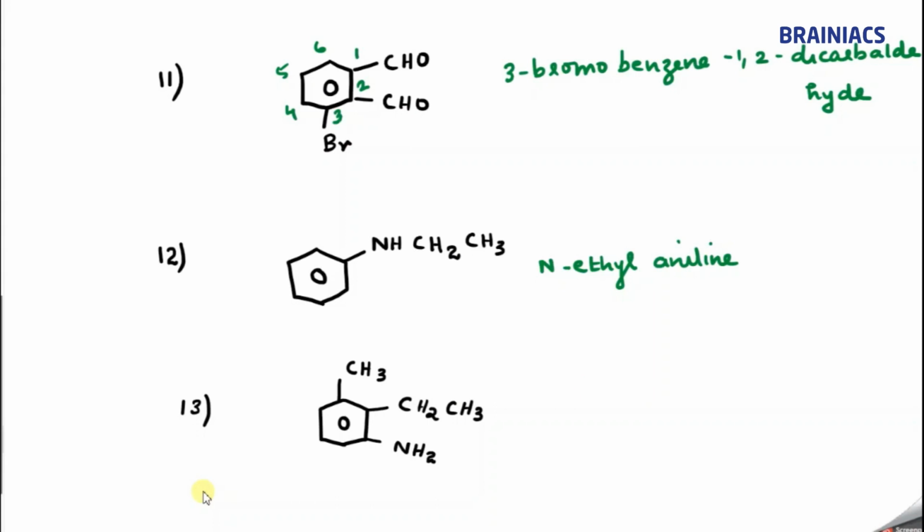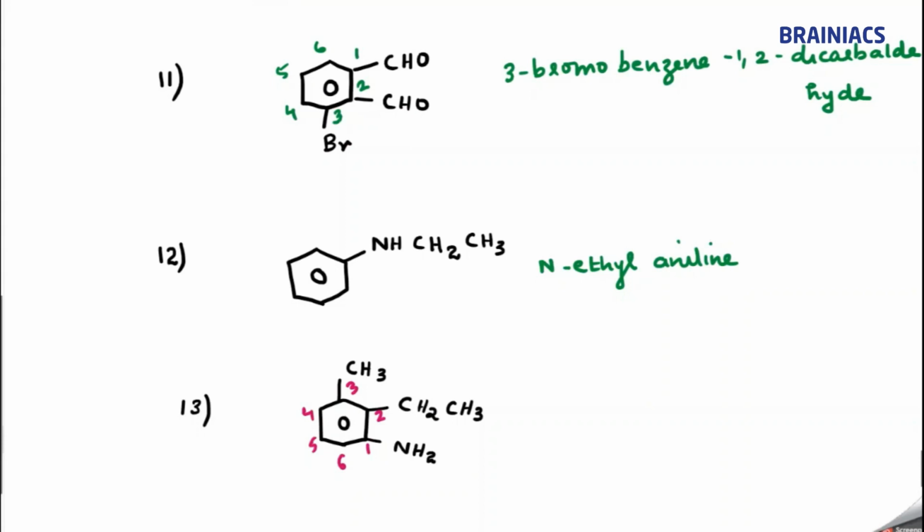Okay. Now what about the next one? The final one for the day. So if you see CH3CH2CH3NH2, again it's a derivative of aniline. So let's say 1 here, 2 here, 3 here, 4, 5, 6. So what can you say here? I can say at second position ethyl and third position methyl. Correct? So what can be the name of this compound?